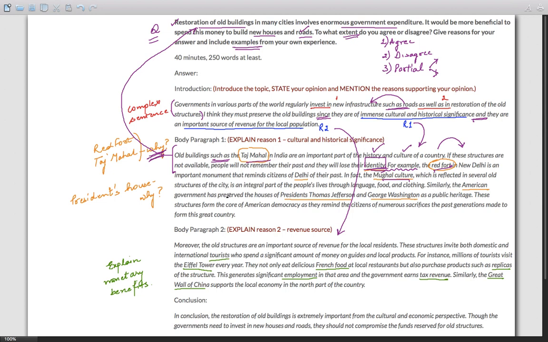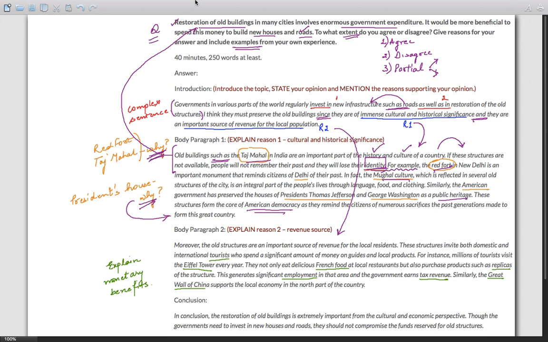Similarly, the American government has preserved the houses of Presidents Thomas Jefferson and George Washington as a public heritage. And why have they done this? What is the reason? Why have they restored these presidents' houses? Because these structures form the core of the American democracy. Okay, so people get a sense of American democracy when they go to the houses of the founding fathers of their country. Okay, so this is the reason why they need to preserve these structures.